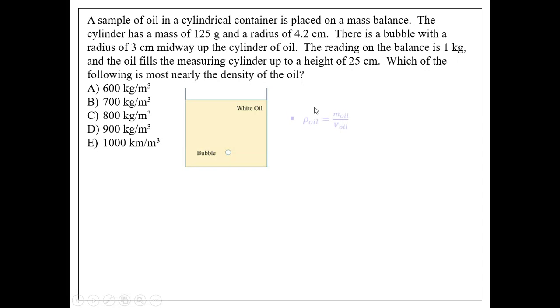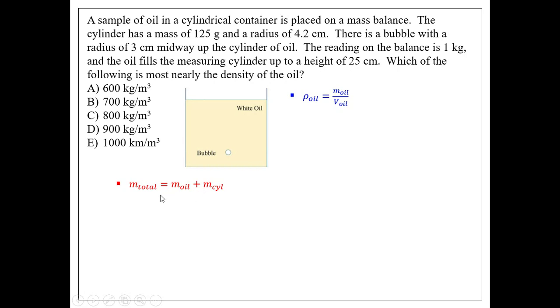So let's go ahead and crack it out. To find the density of the oil, you need the mass of the oil divided by the volume of the oil. Okay, well, I don't know what the mass of the oil is, nor do I know what the volume of the oil is, but I can figure this out real quick. We know that the total mass is equal to the mass of the oil plus the mass of the cylinder, right?